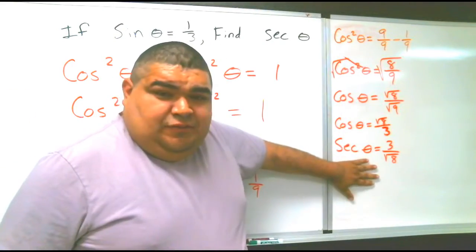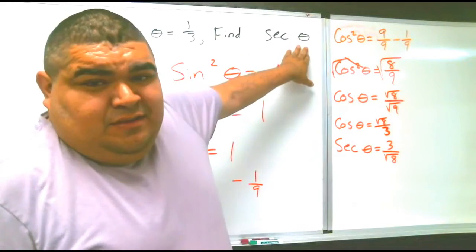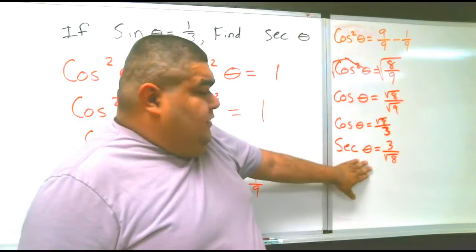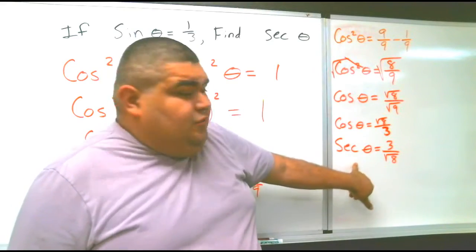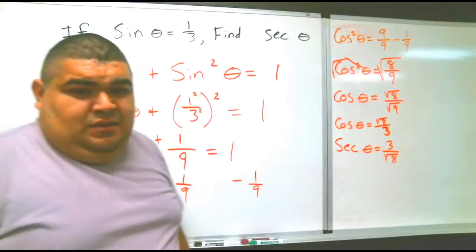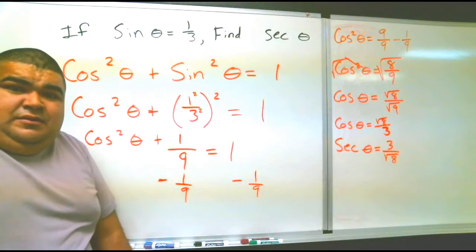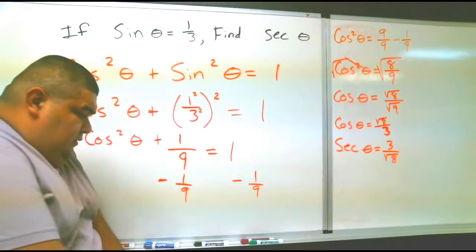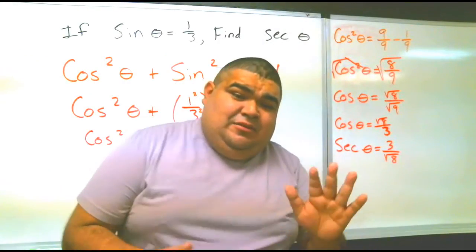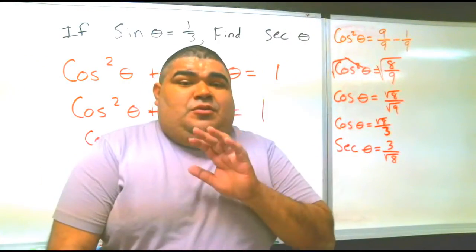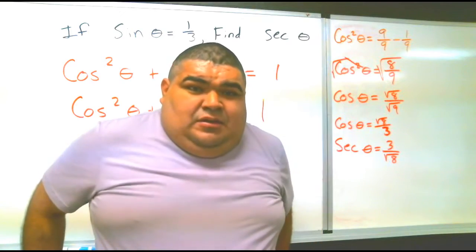But since we're looking for secant theta, which we did, we converted cosine theta into secant theta, which was 3 over radical of 8. This is why I told you guys we need to learn those identities. We need to get familiar with them. We need to know how to use them.